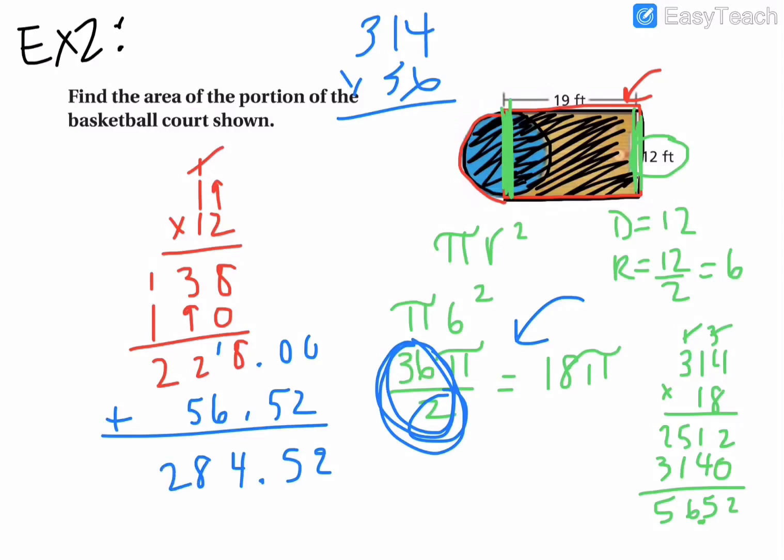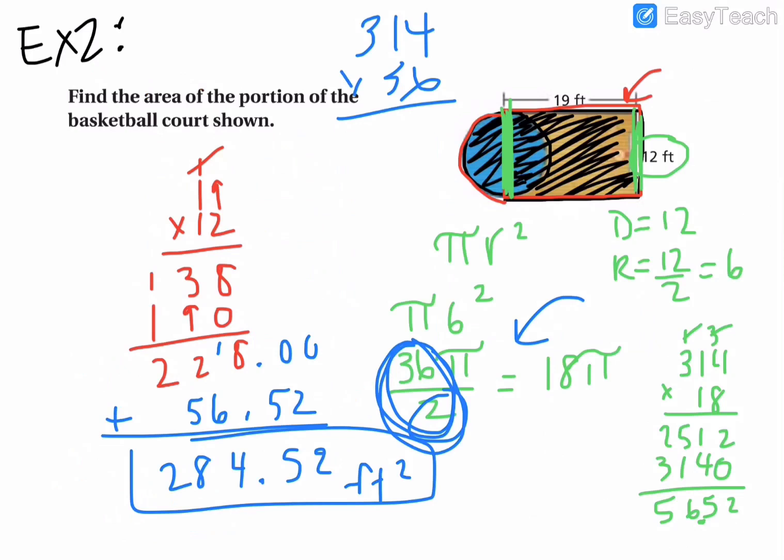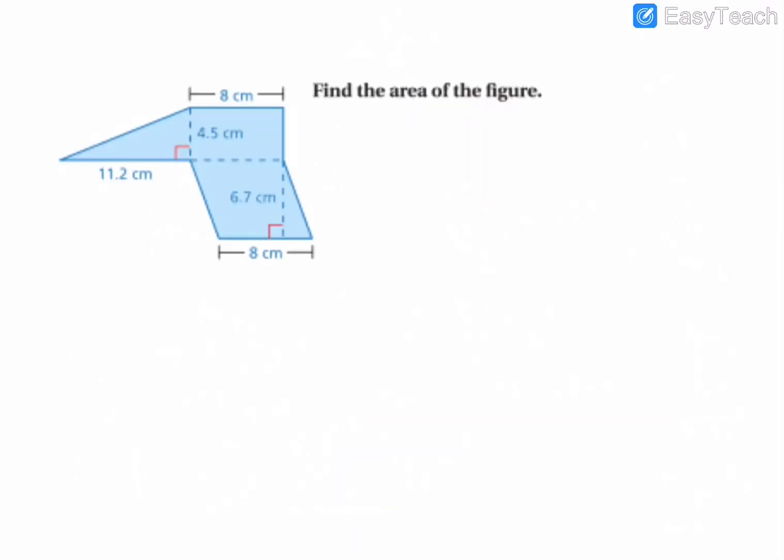So it should be 284 and 52 hundredths feet squared. I just want to go back and make sure I put, oh yeah, okay, units, making sure. All right, one more example and then two more to try on your own.